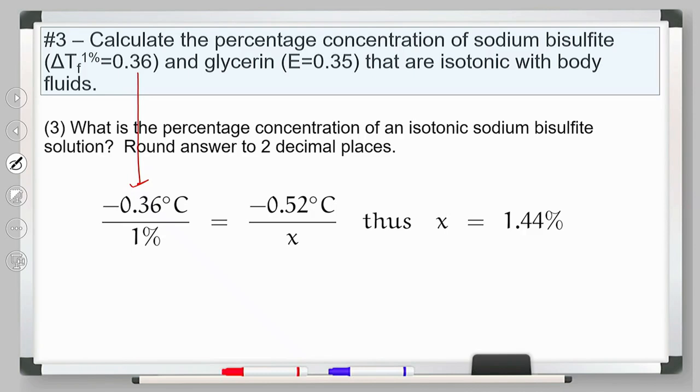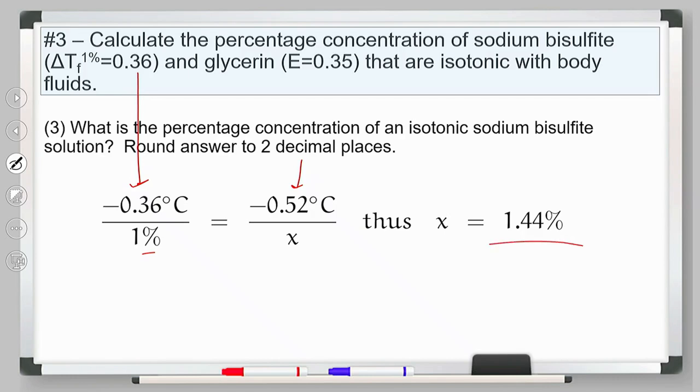For this concentration of drug, 1%, you lower the freezing point 0.36 degrees. Now we can set that equal to, in this case, I don't know how much drug I need, but I know what it needs to freeze at. It needs to freeze at negative 0.52 degrees Celsius. That's the isotonic solution freezing point. So I set it equal to 0.52 degrees Celsius over X and solve for X, the percent concentration, because remember this value here is percent. The percent concentration that would produce a 0.52 degree reduction in freezing point, for this drug, is 1.44%.